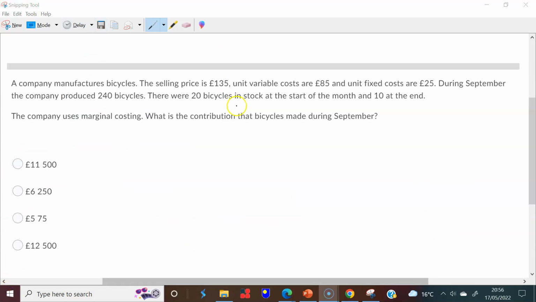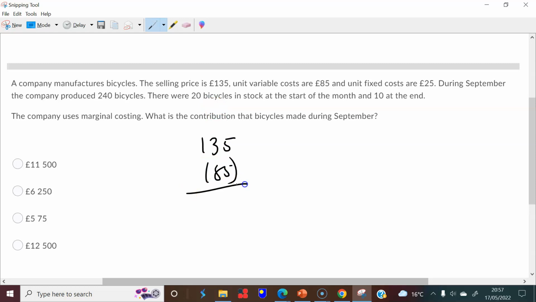Great stuff. So the next question says that you have a situation where this company manufactures bicycles, selling price is 135 and the variable cost is 85. So we can find the contribution per bike. So we have 50, and so we have a contribution of £50 per bicycle, right?